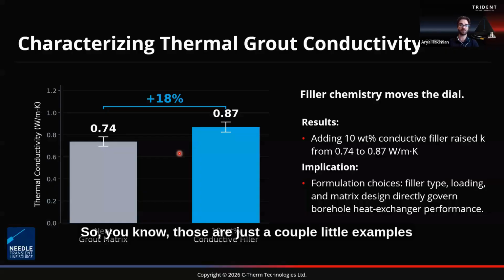So those are just a couple of little examples that we've collected here. I thought they would be quite relevant to share with you all.